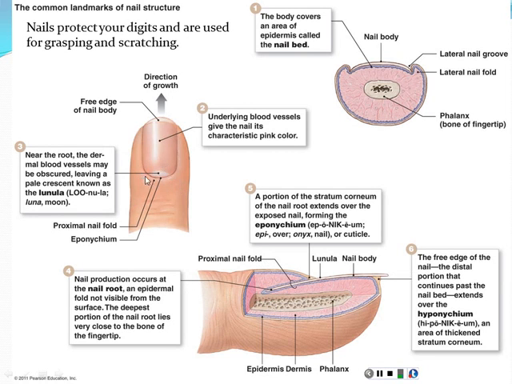In case you didn't know, that little white moon shape at the bottom of your nail is called a lunula. So it's a great Scrabble word, lunula.